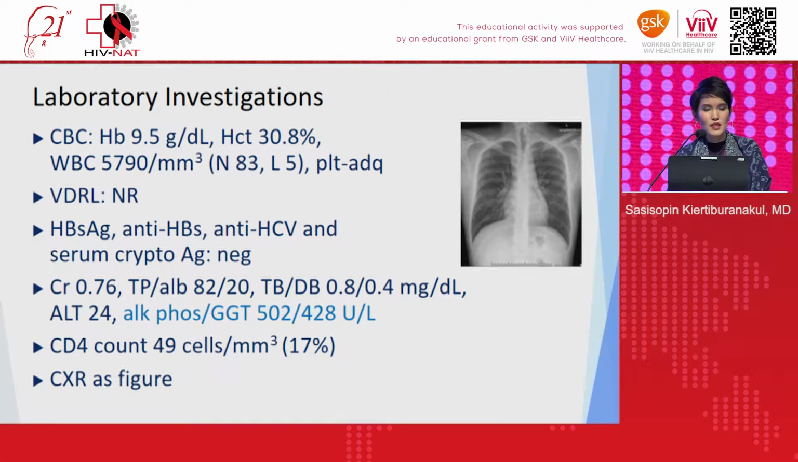So this is the basic laboratory investigation on the first day that he came to the hospital. You can see he had a low hemoglobin of 9.5, and he doesn't have any co-infections. VDRL, HIV antigen, anti-HCV, as well as serum cryptococcal antigen were also negative. But he has high alkaline phosphatase and GGT. The CD4 is only 49. The chest X-ray is quite normal.